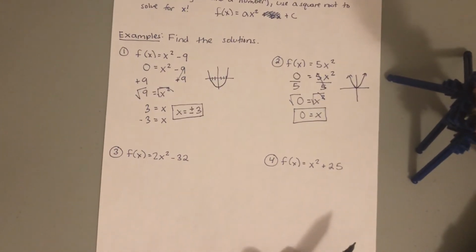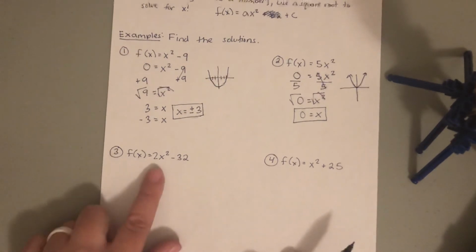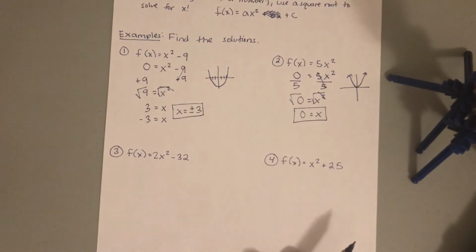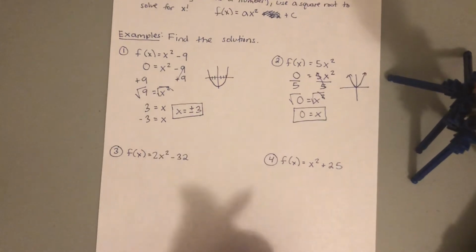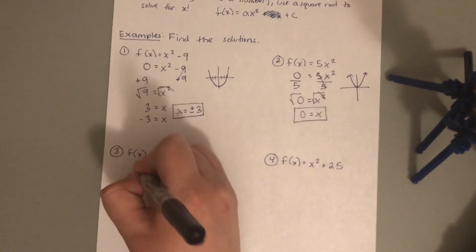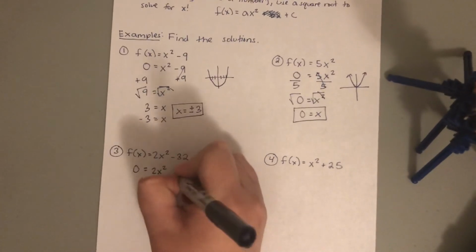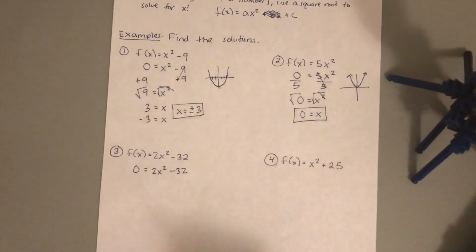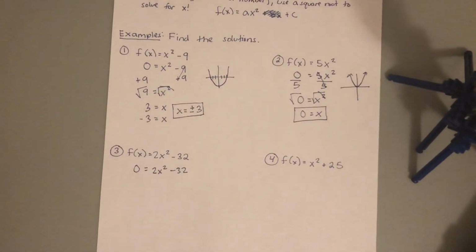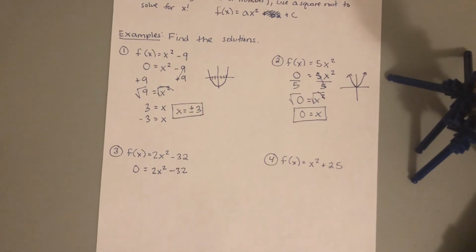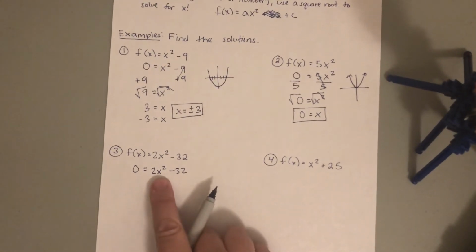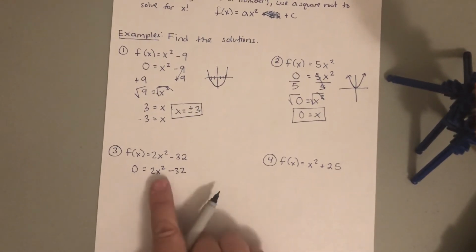Now let's try this one. We have f of x equals 2x squared minus 32. If we're going to find the solution, remember the first thing we always do is we make f of x into 0 because the solutions happen when y is 0, the x-intercepts. Now I need to get the x squared all by itself.